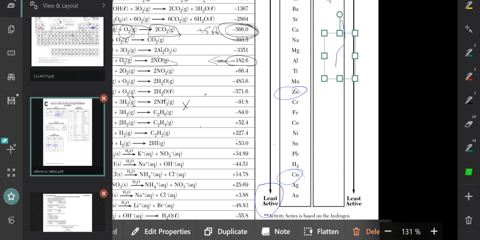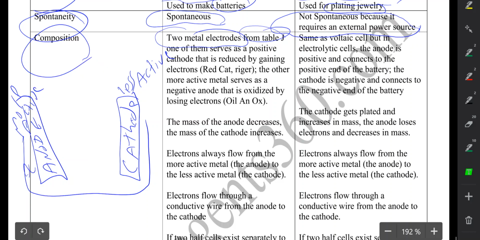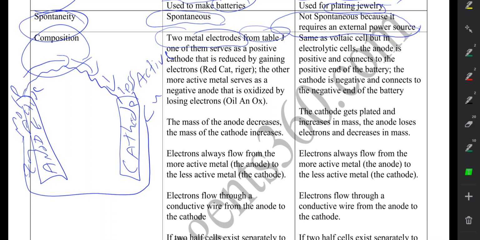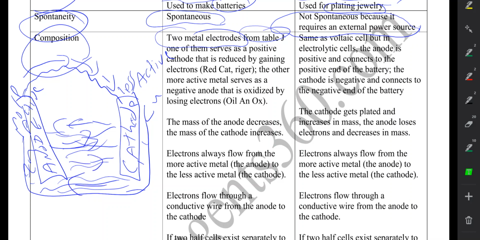A very active metal is very likely to lose electrons. So in this case, if this was the anode, zinc, so this zinc is more likely going to lose its electrons and transfer its electrons to the cathode, copper, spontaneously. In this cell here, we don't really need a salt bridge to transfer the ions because we see the ions just moving freely in both directions. Okay?